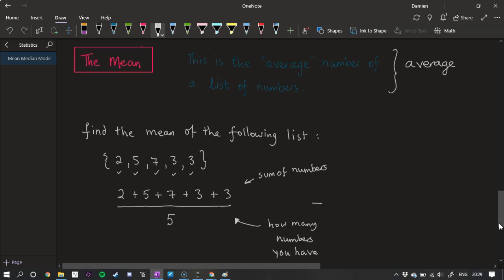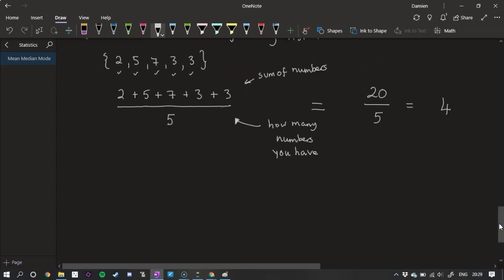So let's have a look. Let's add up this top line. We've got 2 plus 5, which is 7, and then another 7 is 14, and another 3 is 17, and another 3 is 20. So the top line adds up to 20. The bottom line is 5, and of course 20 over 5 means 20 divided by 5, which means 4. So this here is your answer. This is the mean. And again, this is often called average. We won't call it average, we'll call it mean. That's all there is. There's nothing else to it.